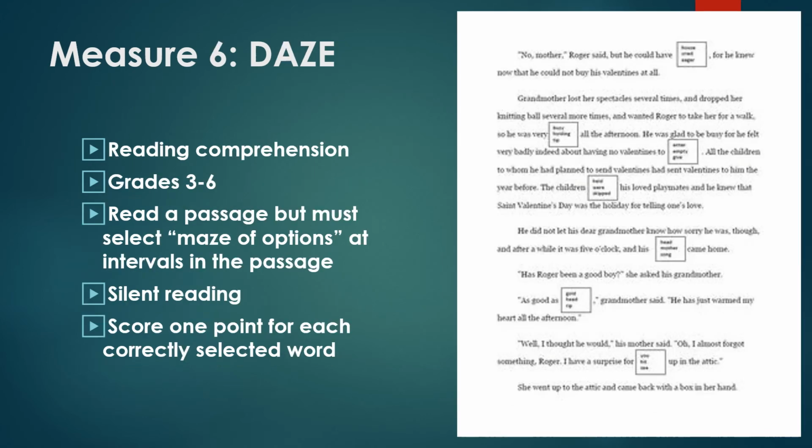DIBELS Maze tests reading comprehension and is used for grades 3 to 6. Students silently read a passage. Approximately every seventh word is blank, and a maze of optional words are available to choose in order to fill in the blank. The measure is used for students in grades 3 to 6.